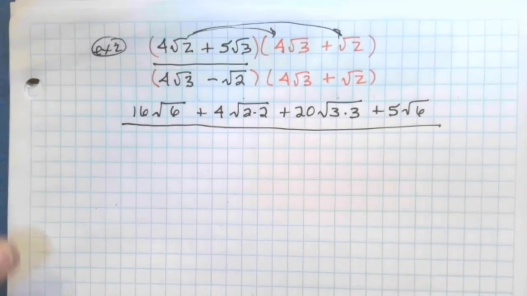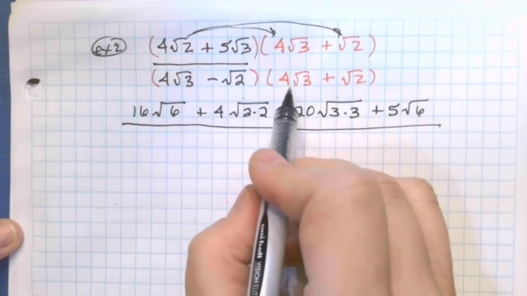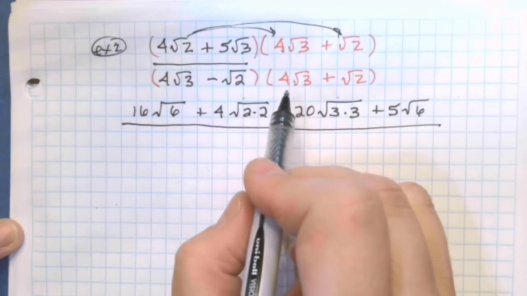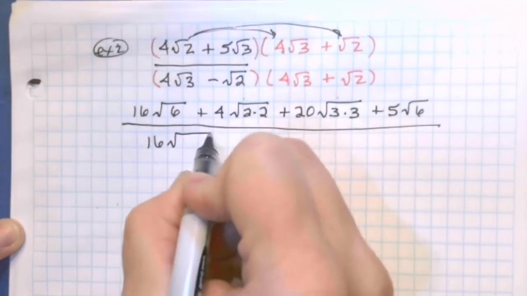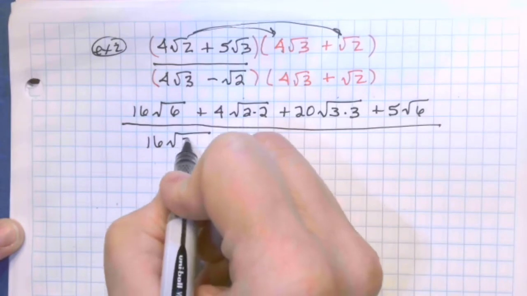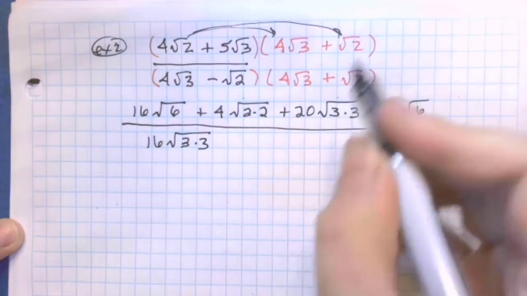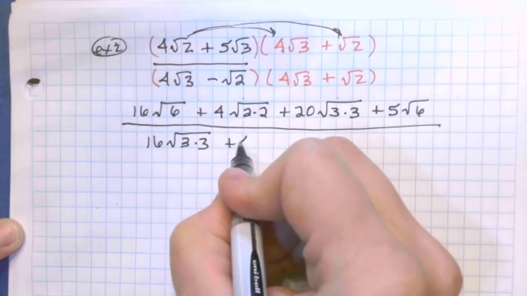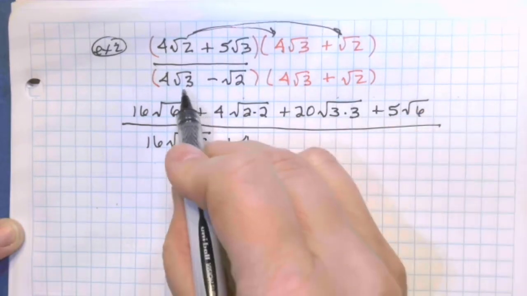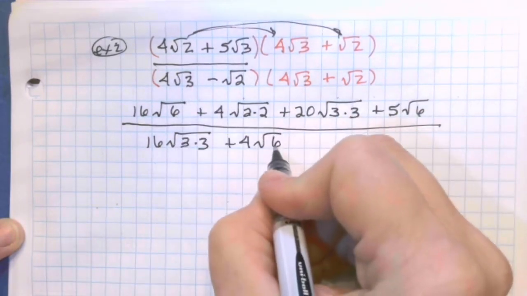Now let's do the bottom. 4 radical 3 times 4 radical 3. Scalar first. 4 times 4 is 16. Square root of 3 times 3 in the radicand. Now we distribute to here. 4 times 1 is 4. Radicals next. 3 times 2 is 6.